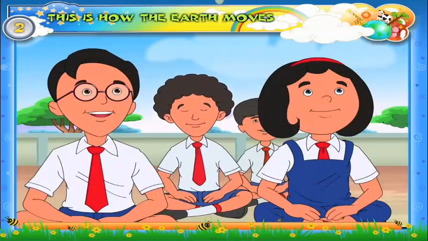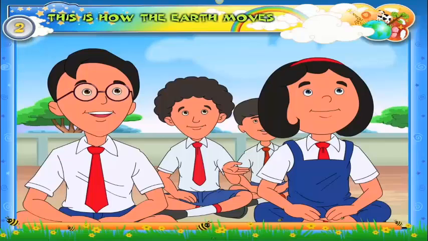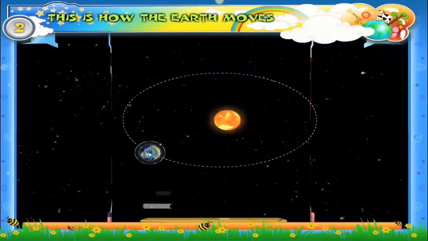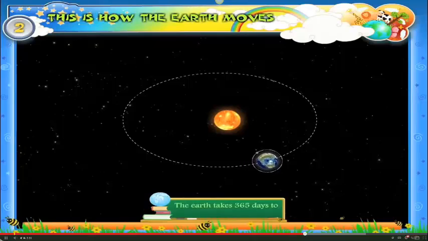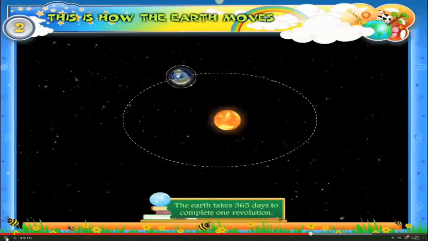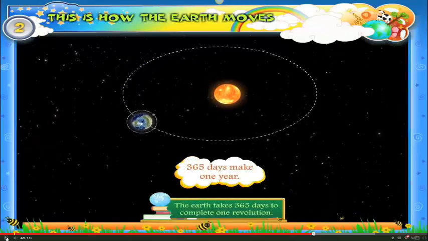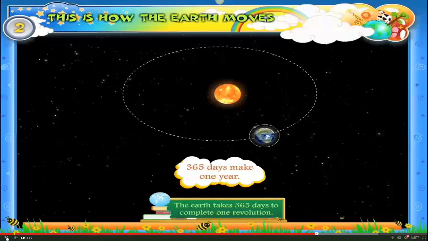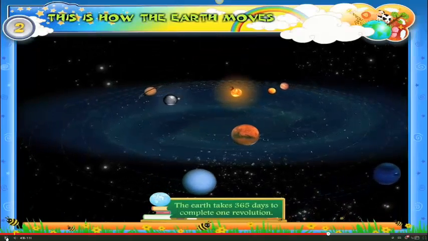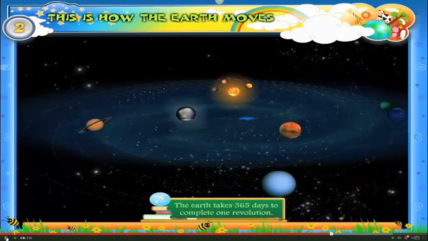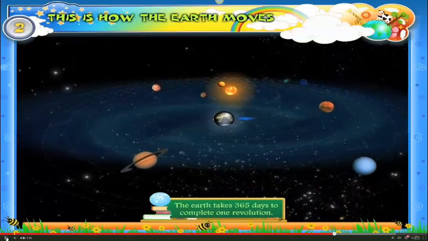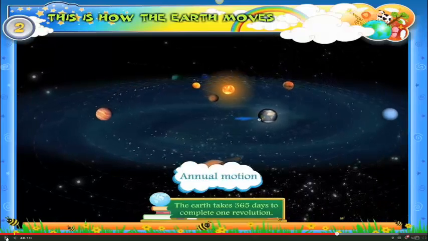How much time does the earth take to complete one revolution? The earth takes 365 days to complete one revolution. 365 days make 1 year. That means the earth takes 1 year to complete its revolution. As the earth takes 1 full year to make a complete round around the sun, its revolution is known as its annual motion.